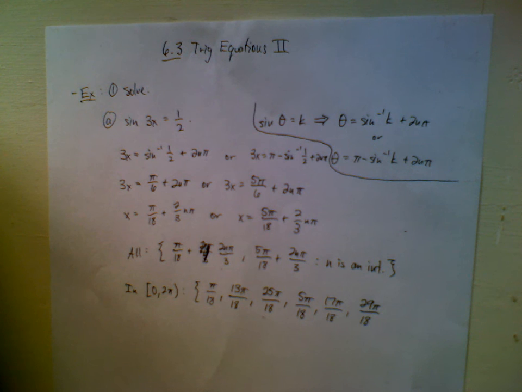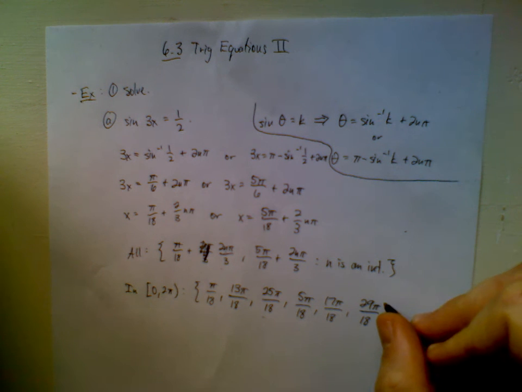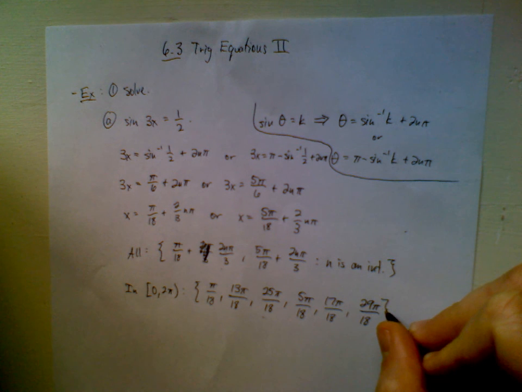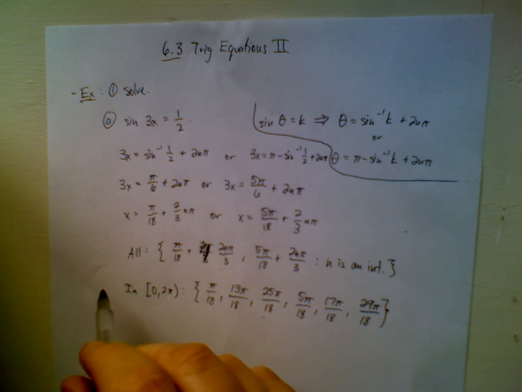And remember, what I can't go over is 36 pi over 18. So if I go one more, if I plug in 3, I get 5 pi over 18 plus 6 pi over 3. That's 41 pi over 18. That's more than 36 pi over 18. So that does it for that one. And so there's my solution set.